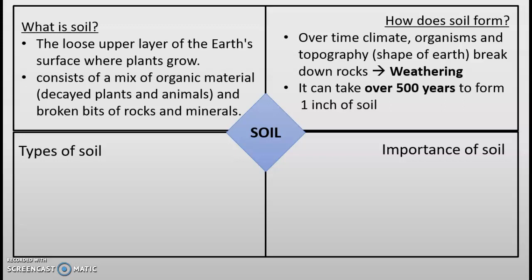So weathering is the breaking down of that material, usually from weather activities, so wind, rain, temperature changes. And then erosion is taking that material and carrying it from one place to another. It can take over 500 years to form 1 inch of soil. So it is an extremely slow process, which is why soil is so very important.